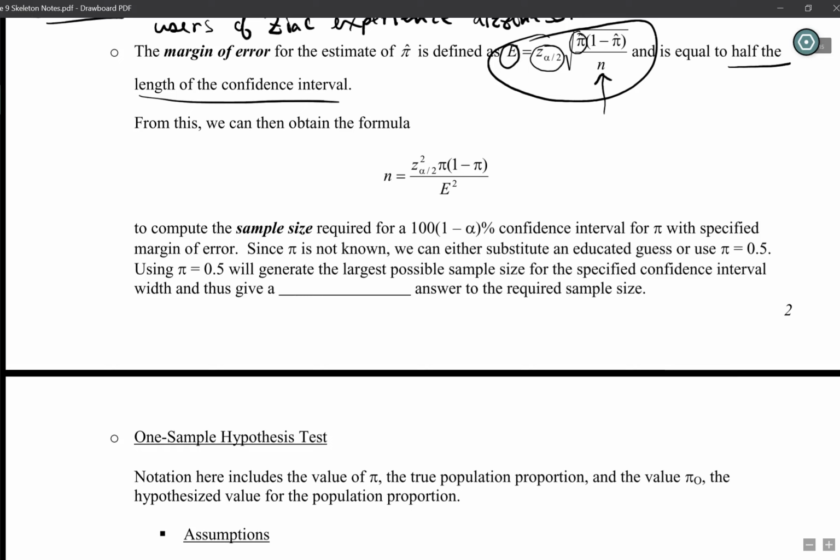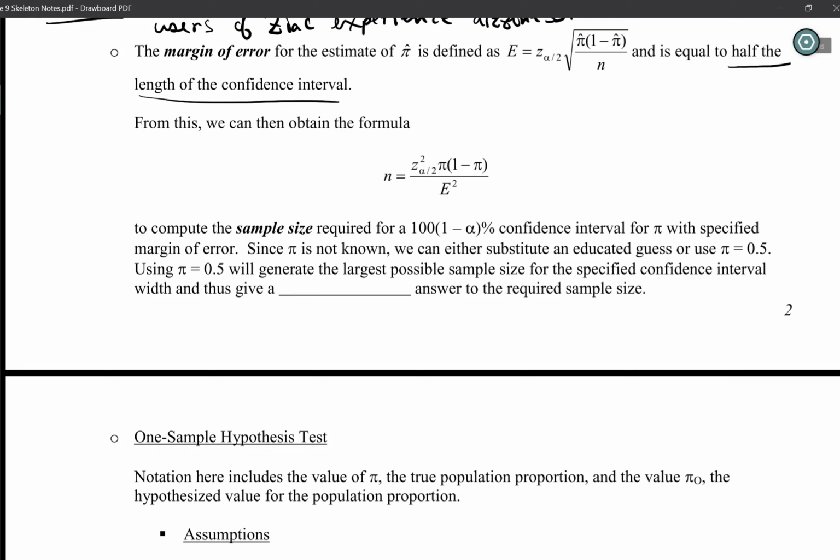Okay, so just using some algebra, I'm not going to go through it, but you could solve for n, and this is the expression that you would get there. We would do that if we wanted to know a sample size required for a particular confidence interval with a specified margin of error. And so this is the sample size determination idea.